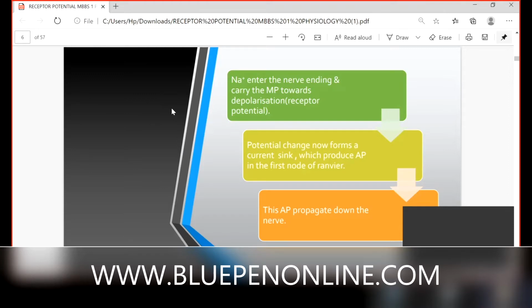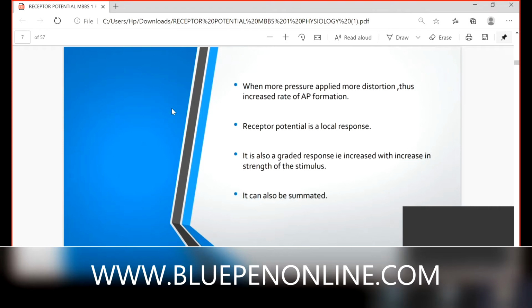It has to travel, isn't it? Now when more pressure is applied, there will be more distortion. That is, when more pressure is applied, there will be more disturbance at the nerve ending. Thus, there will be an increased rate of action potential formation.